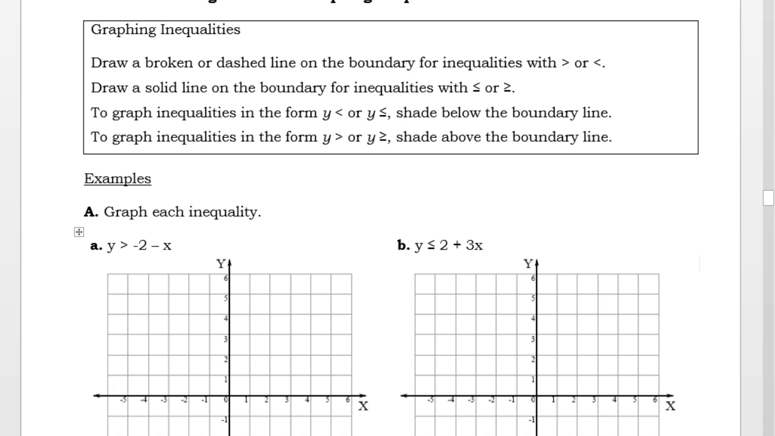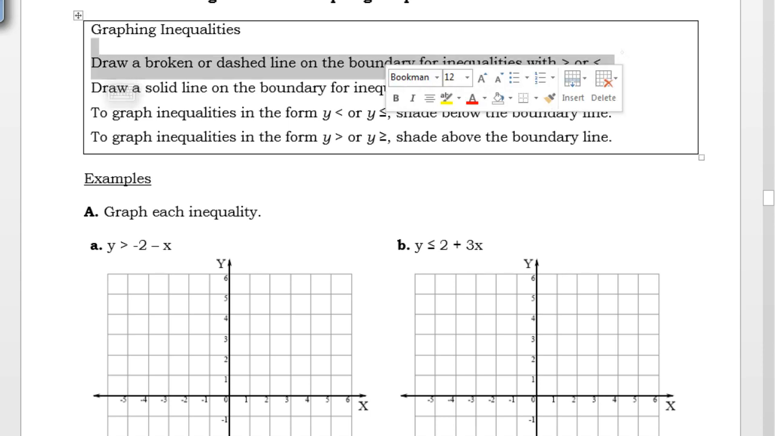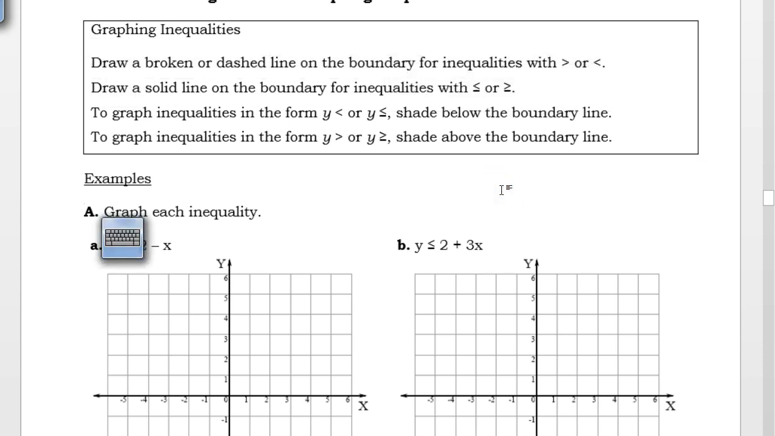We'd plot the line, but rather than stopping there, we'll either do a dotted line or a solid line, depending on what symbol we have. If we have a regular inequality, we will just draw a dotted line. If we have an or equal to style of inequality, we'll draw a solid line. And then we also have some shading to do. If we have a less than in either format, we shade below. And if we have a greater than in either format, we shade above.